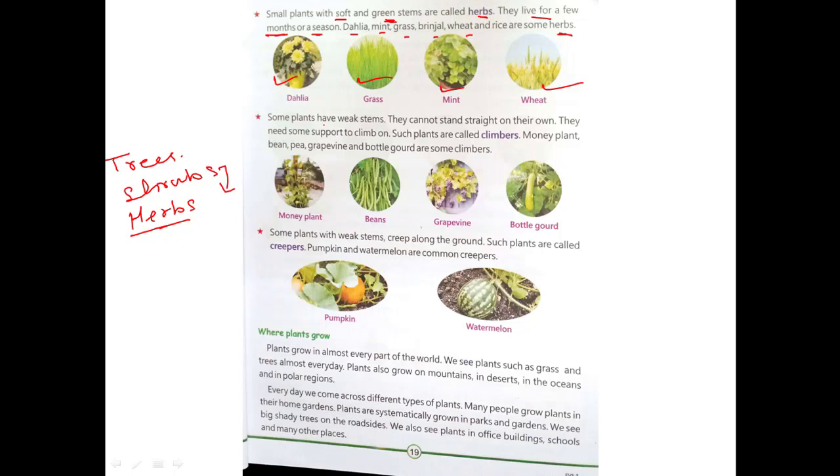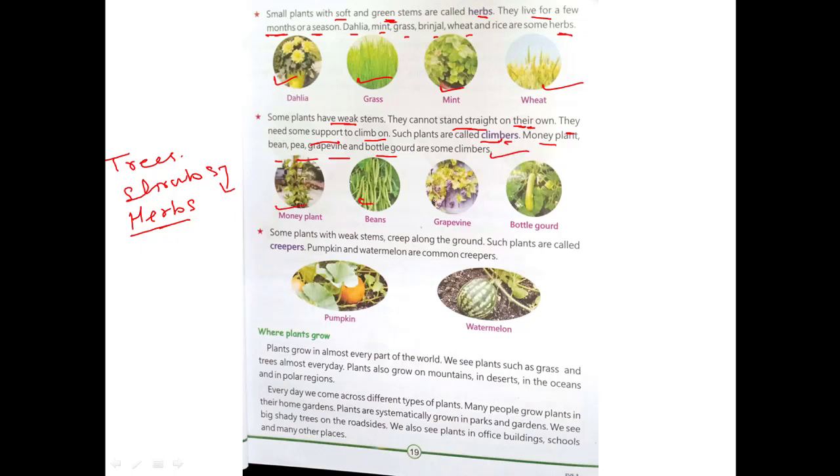Next, a plant that has a very weak stem, and it cannot stand straight on its own, and it needs some support to climb on. Okay, and these are called climbers. Climbers have a very weak stem, and they can't stand on their own. Some examples of climbers are money plant, bean, pea, grapevine, bottle gourd. These are some examples of climbers.